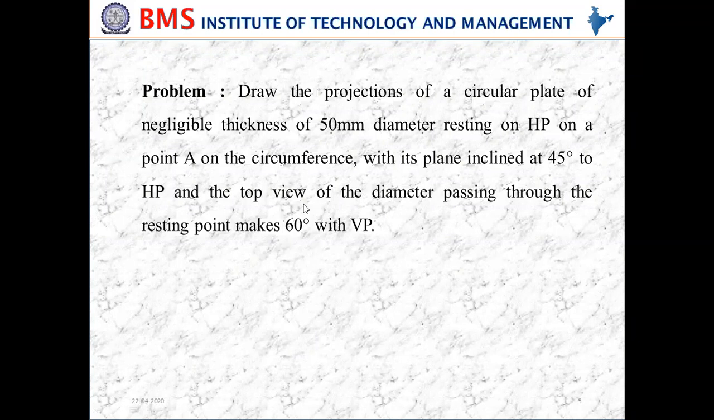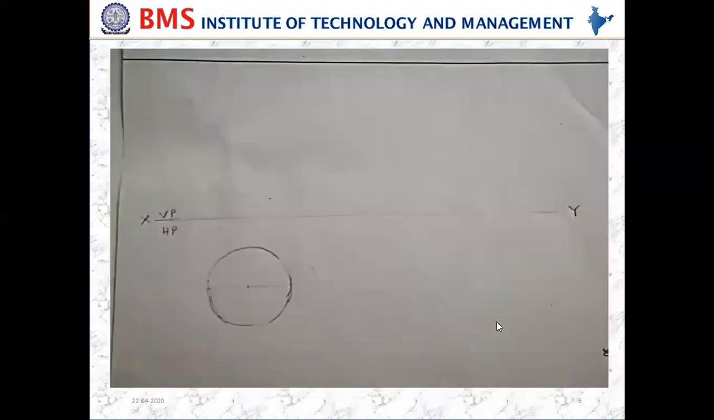So what angle is given? He has given the beta angle itself. So in the problem, if it mentions appears or top view or front view like this, then it means that he has given the beta inclination. So here, which diameter has he given? The diameter which is passing through the resting point makes 60 degrees with the VP. So that diameter is to be taken for consideration, and then we need to plot the third position.